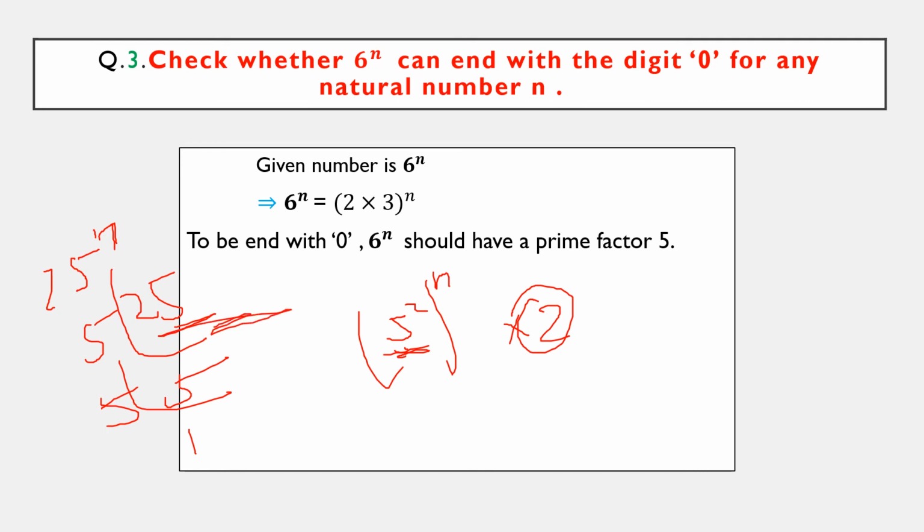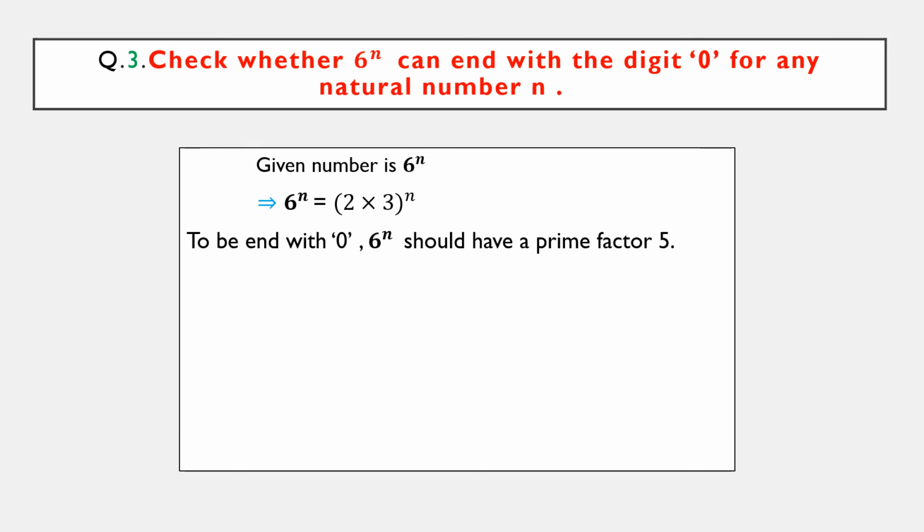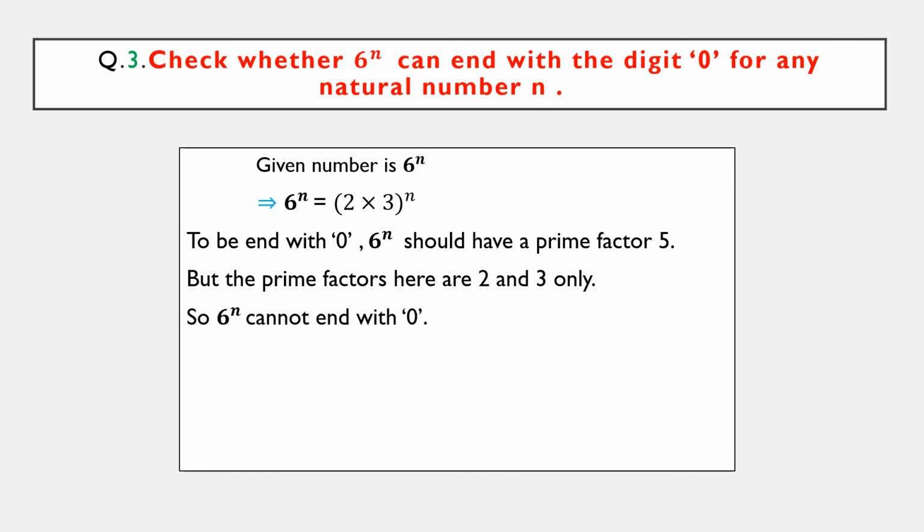So if a number ends with the digit 0, then it is compulsorily having 2 and 5 in its prime factorization. Okay, as there is no 5, only we have 2, then also it is not ending with 0. This 6 power n, whatever n is, will not end with digit 0. If you have both 2 and 5, then only the number ends with digit 0. But the prime factors here are only 2 and 3, so it cannot.